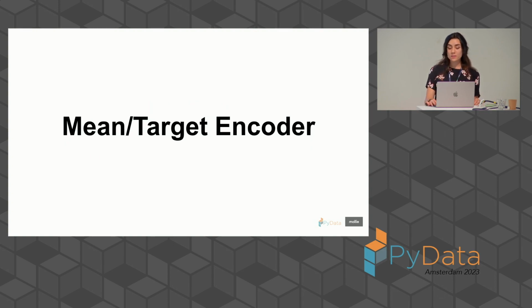The first one is the mean or target encoder. And the name comes from the definition that for each class of a categorical variable, we calculate the mean of the target for that class.